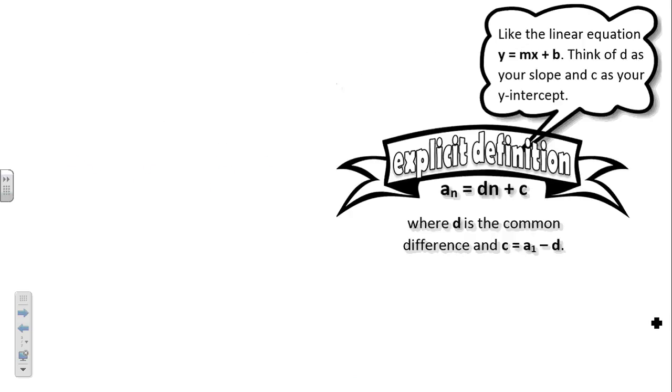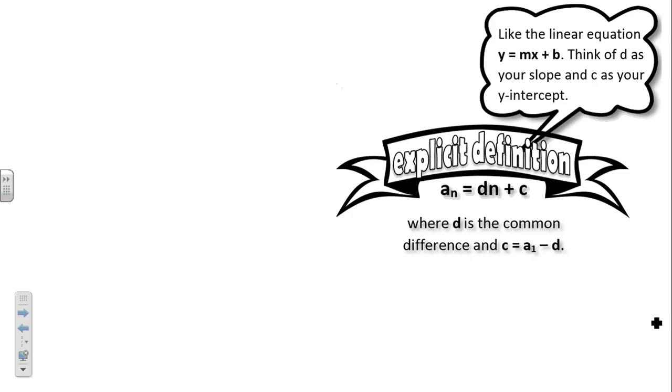Okay? So I want you to think about an arithmetic sequence like a linear equation, because I think it helps to connect it to previous knowledge. Think of your common difference as the slope of a linear equation, and think of the letter c, which is going to be in this explicit definition, as your y-intercept. So your explicit definition for an arithmetic sequence is a sub n equals dn plus c, where d is your common difference and c is like the b of slope y-intercept form.